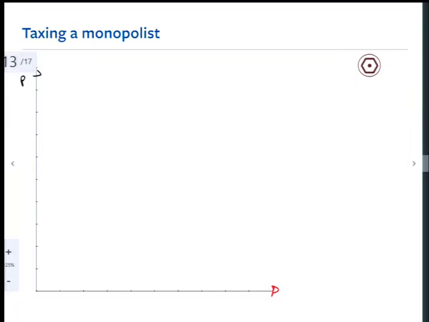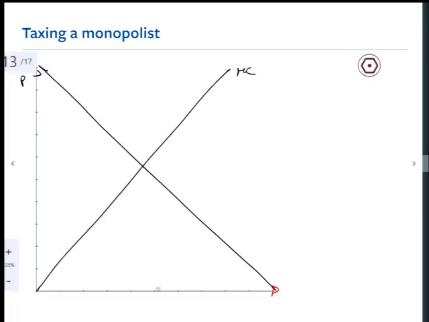Price. Okay, let's tax this monopolist. Here's demand. Here's my marginal cost. Here's my marginal revenue. That boring?